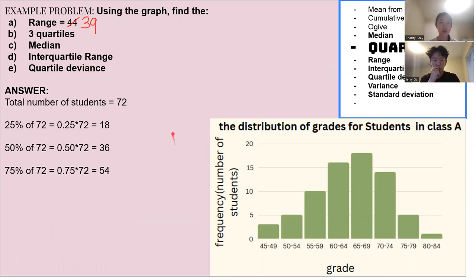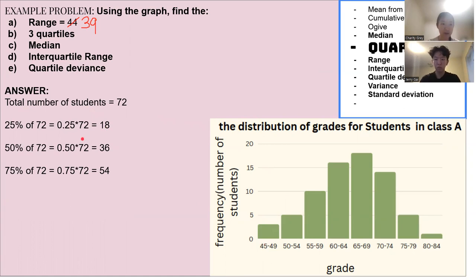Excellent. So continuing along with the solution, we see that we want the first 25% of students, which is 25% of 72, which is 18. So that is the 18th student. That will be our first quartile.